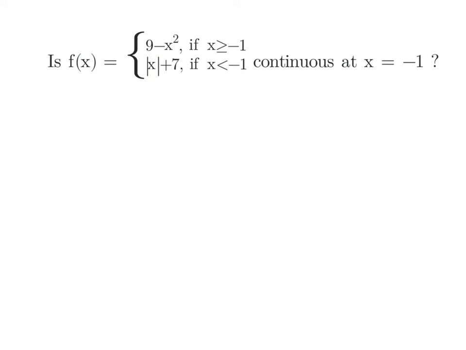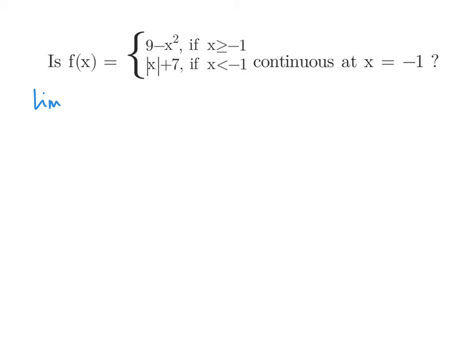So let's take a look at f of x. It's a piecewise defined function: 9 minus x squared, if x is greater than or equal to -1, and absolute value of x plus 7 if x is less than -1. And we want to know, is that function continuous at x equals -1? So to check on continuity, there's two things that we have to deal with. First one is the limit.